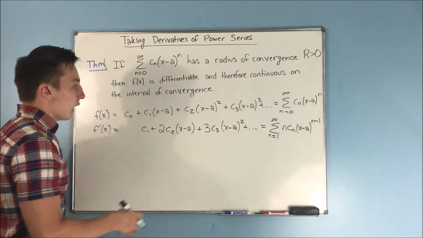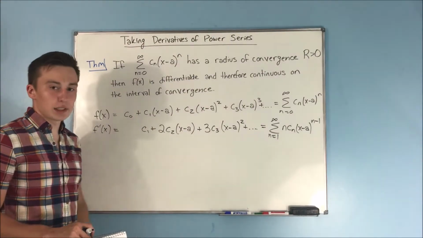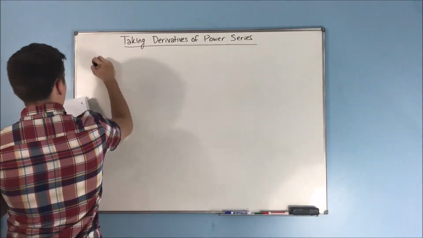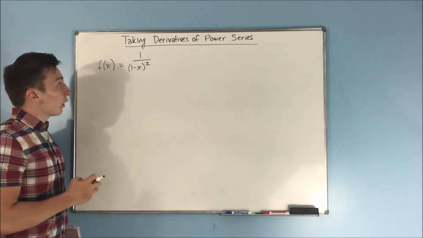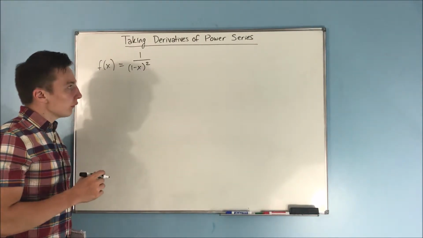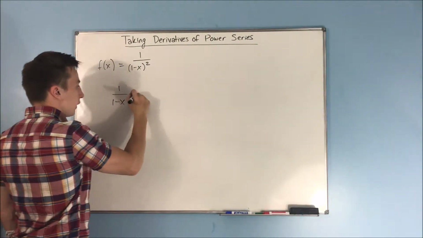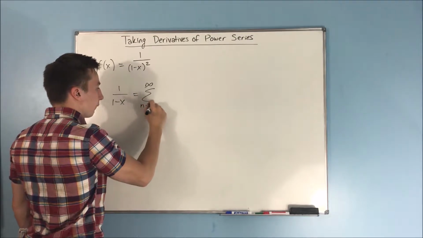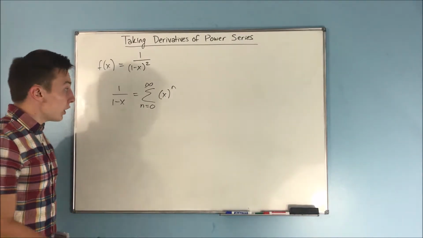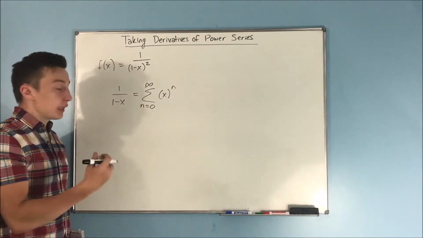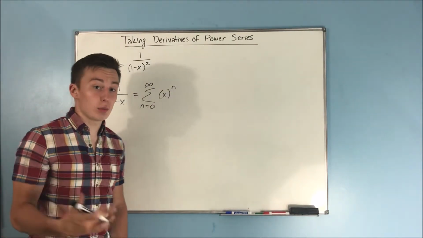Now we're just going to get into a quick example of how this actually matters. What if we wanted to find the power series representation for this function here, 1 over 1 minus x quantity squared? Well, what we can do is start off with 1 over 1 minus x, and we know this to be equal to the sum from n equals 0 of x to the n. Now we know that this is differentiable because it has a radius of convergence that is greater than 0, so we can take a derivative here.